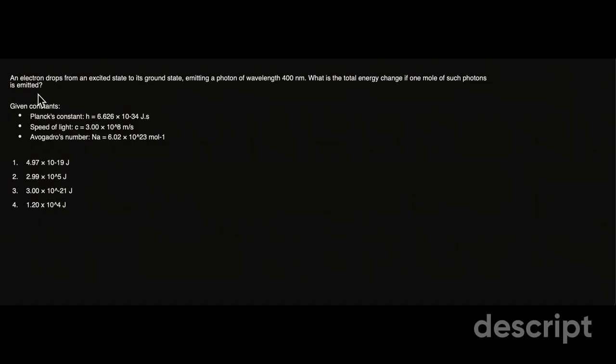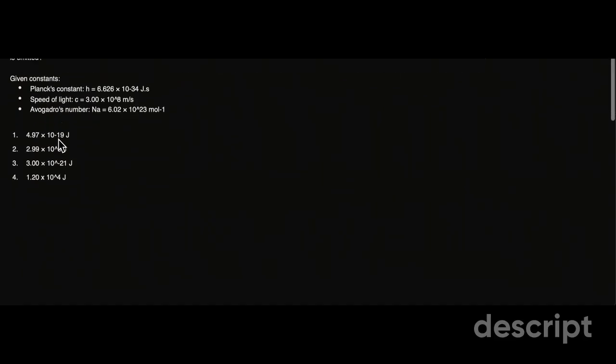So the question asks, an electron drops from an excited state to its ground state, emitting a photon of wavelength 400 nanometers. What is the total energy change if 1 mole of such photons is emitted? And we are given some constants. You have the Planck's constant, you have the speed of light, and you have the Avogadro's number.